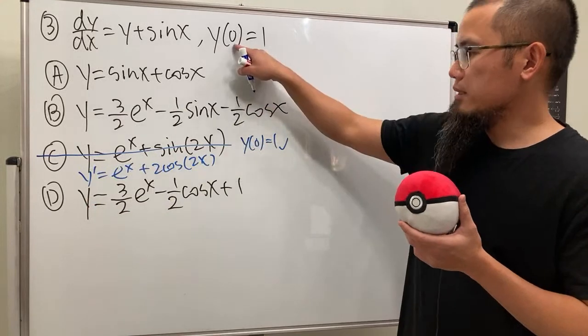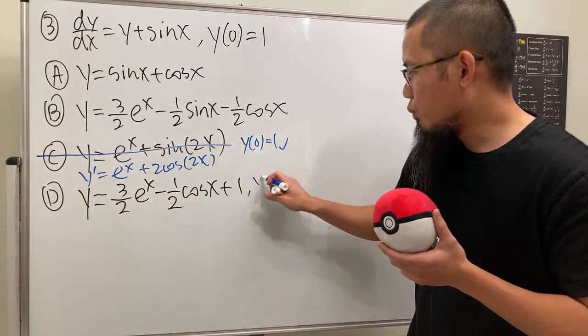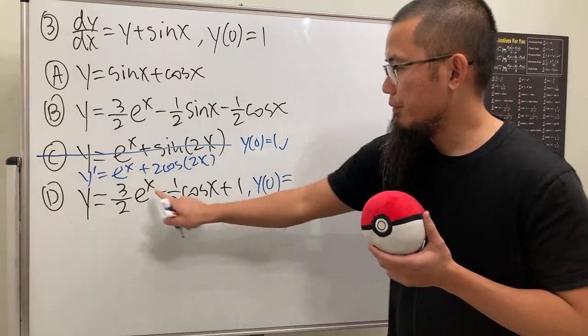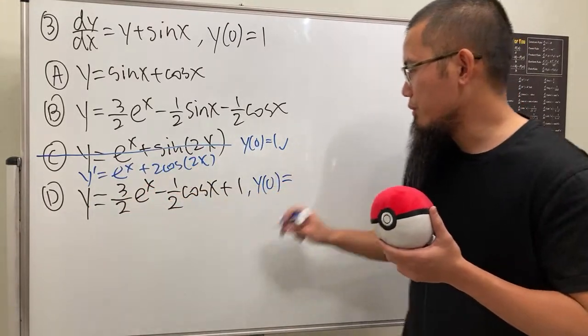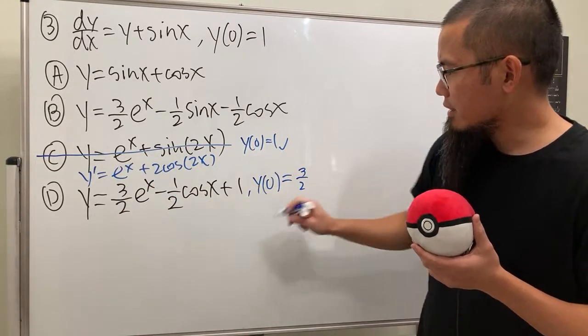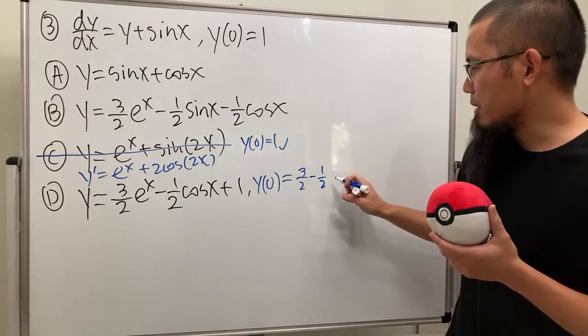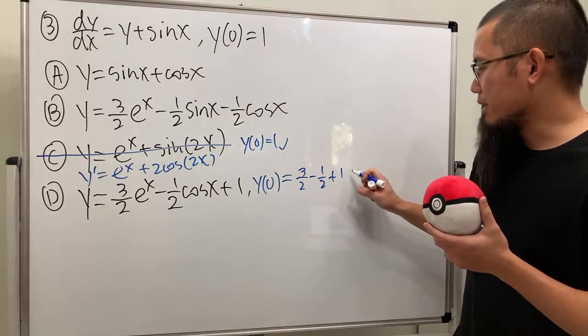Let's see, if you plug in 0 into all the x's, you can see that y of 0 equals, this is 1, so you have 3 over 2. And then this is minus 1/2, right? Plugging 0 here. And then lastly, you have the plus 1. So this is actually 1 plus 1, which is 2.